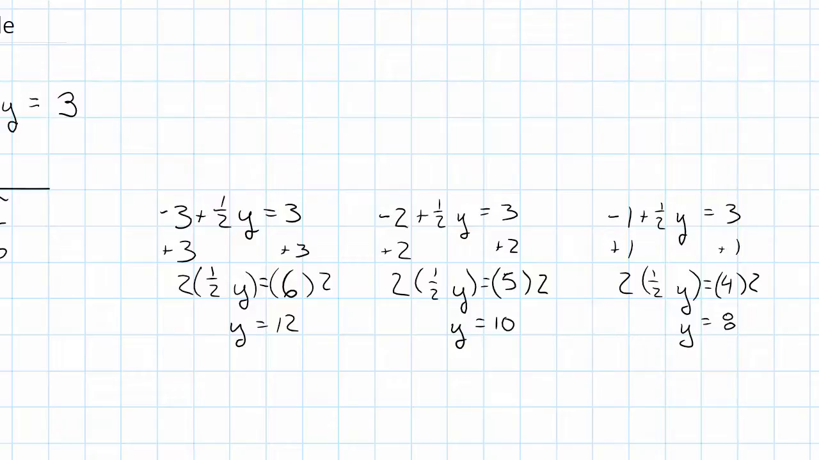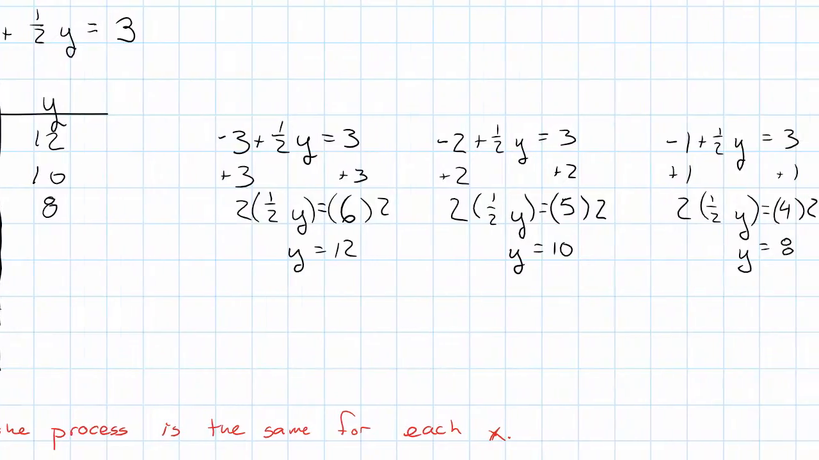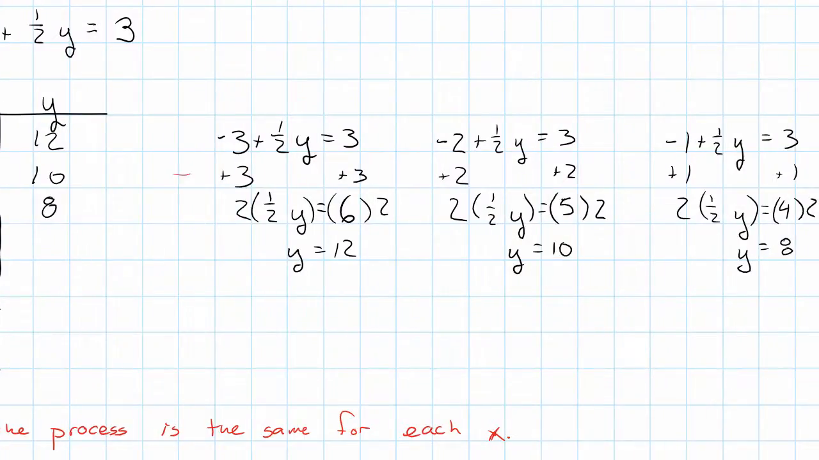You may be noticing by now that this process gets really samey, right? The process is the same no matter what value of x we pick. First we add something to both sides, then we multiply both sides by 2. What if there were a way that we could just do all of this algebra once and for all and be done? In fact, there is.